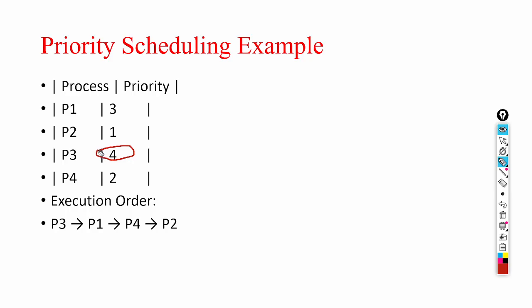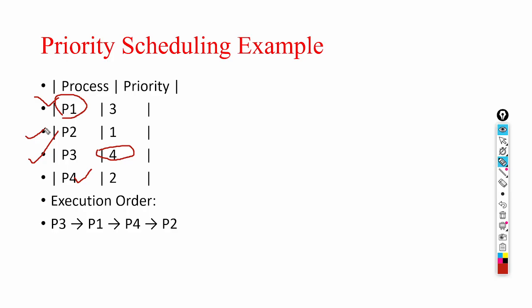So here P3 has the highest priority value. After that comes P1, then it is followed by P4, and the last priority is P2.